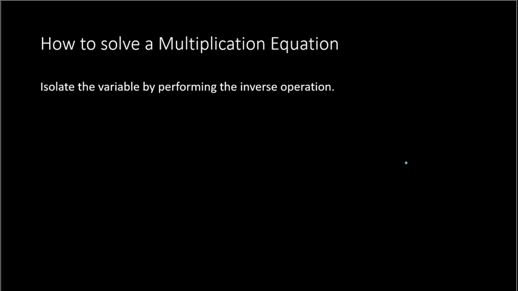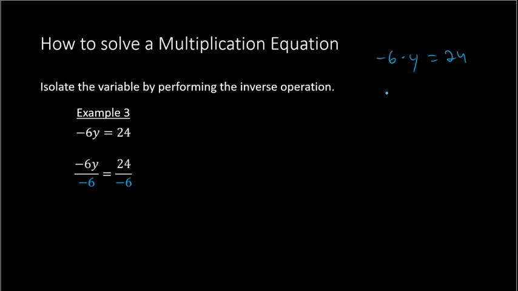Next example, we have negative 6y equals 24. So again, the number in front of the variable means that we have multiplication. So what we have is really negative 6 times y equals 24. So to figure out what y is equal to, we can do the inverse of multiplying, which is divide. So we divide both sides by the negative 6 to get y by itself.